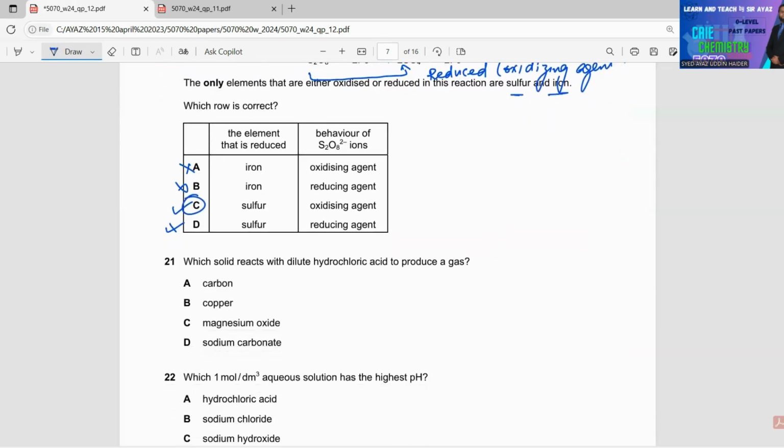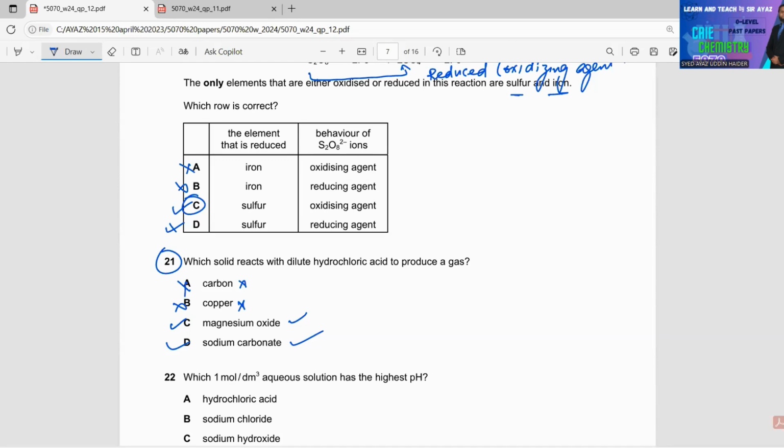MCQ number 21. Which solid reacts with dilute hydrochloric acid to produce a gas? Now they are saying which solid reacts with dilute hydrochloric acid. Copper does not react, carbon does not react, so A and B are incorrect. Either C is correct or D is correct. Both magnesium oxide and sodium carbonate will react.